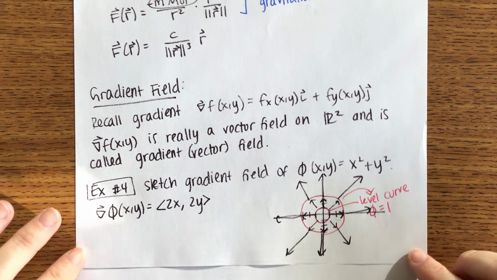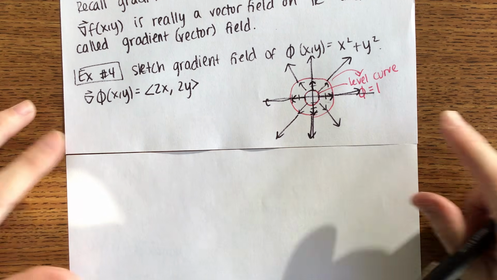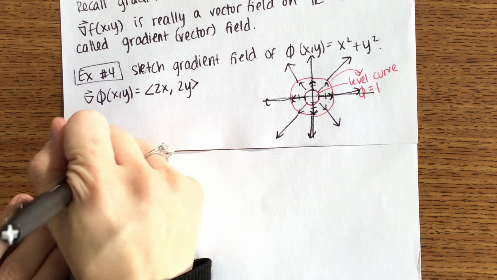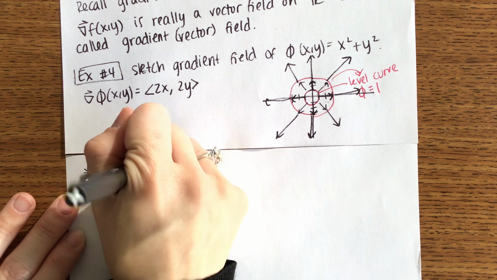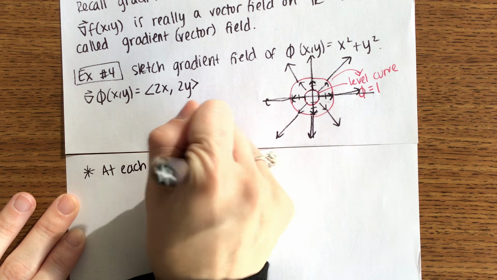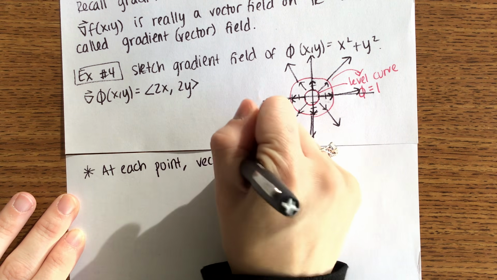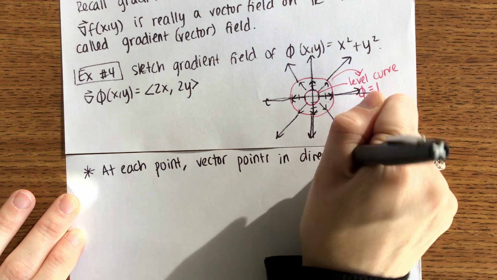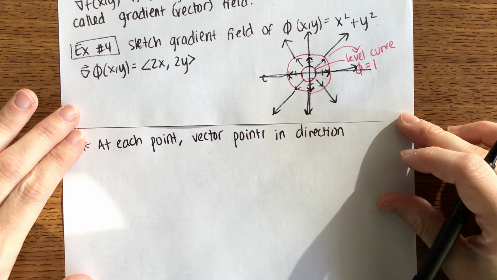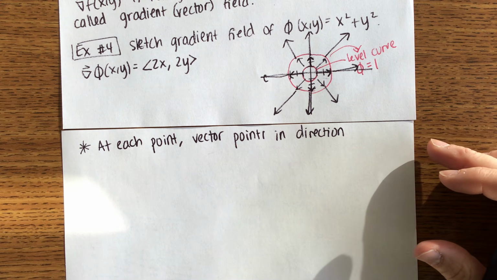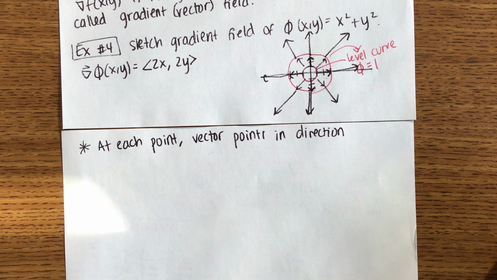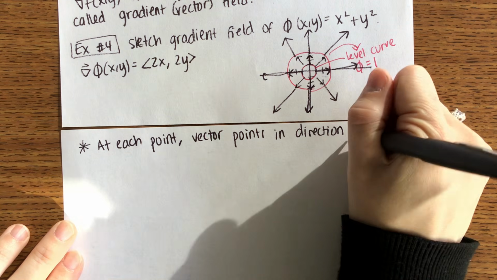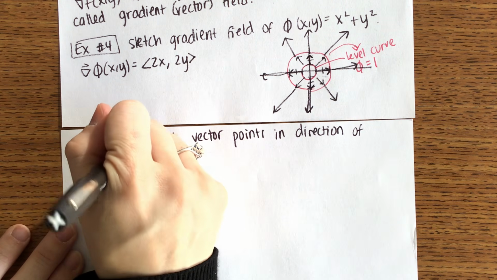Okay, there's more that's important to this gradient field besides just drawing the different vectors. One thing for you to know is at each point, the vector points in the direction, what direction? It's not just some random direction. Think about the gradient. Gradient points into the direction of what? Maximum increase. So at each point, the vector points in the direction of max increase.